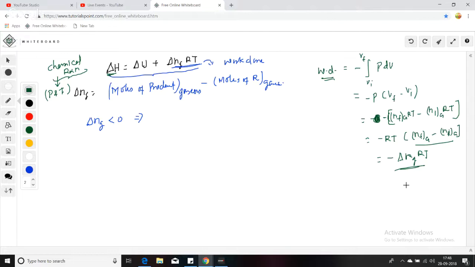Now coming back to this point, we have substituted this thing over here, and the formula becomes this, because the initial formula is del H equals del U plus P delta V. P delta V is nothing but delta Ng RT.